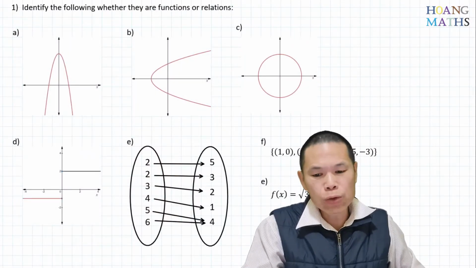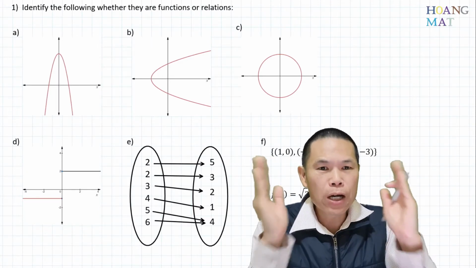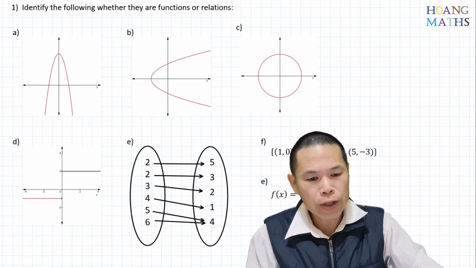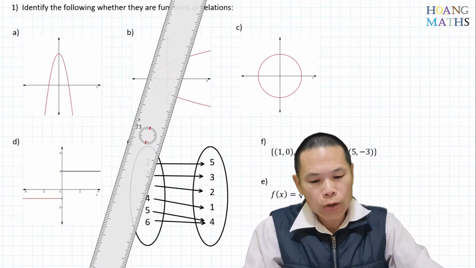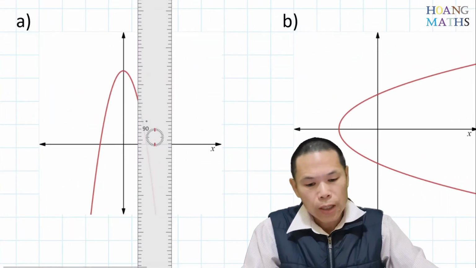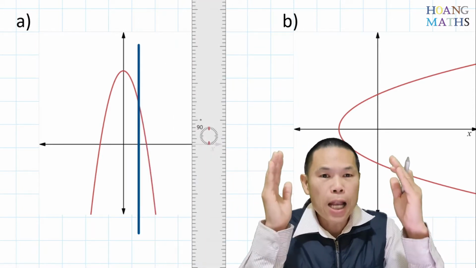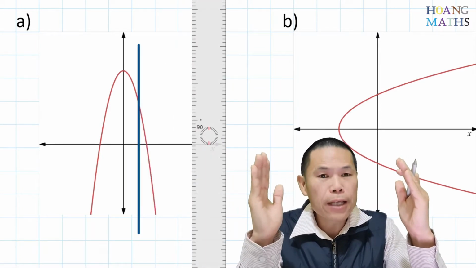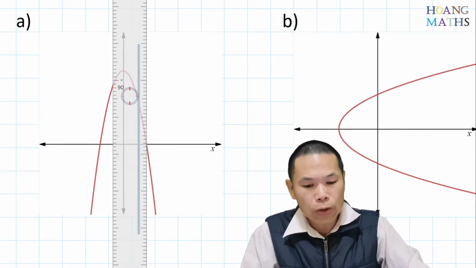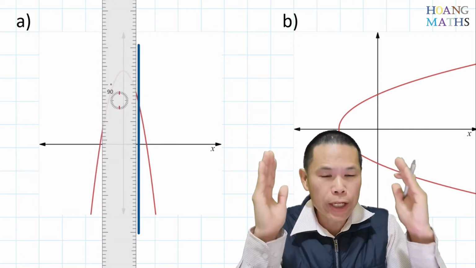So remember, the easiest way to work out whether it's a function or a relation is the vertical line test. It will tell you exactly whether it is a function or a relation. So for example, the first one. If I do a vertical line test, so if I draw a vertical line, in here I cut the line only once. Therefore it is a function. If you go across along the curve, can you see it only cuts the curve once? So it is a function.